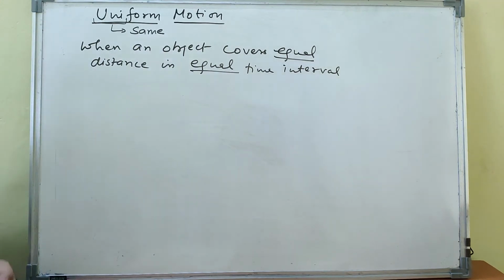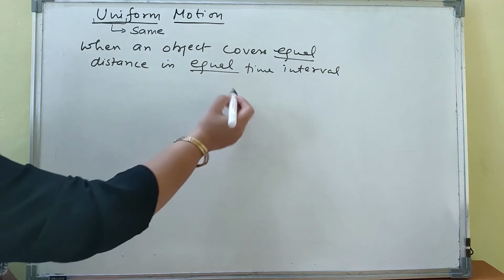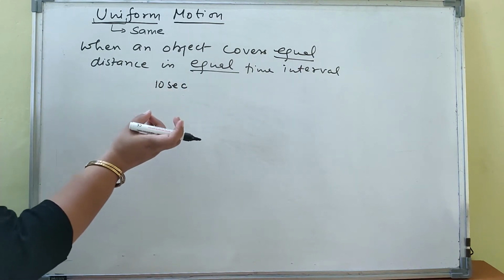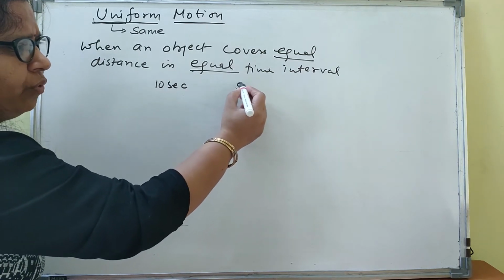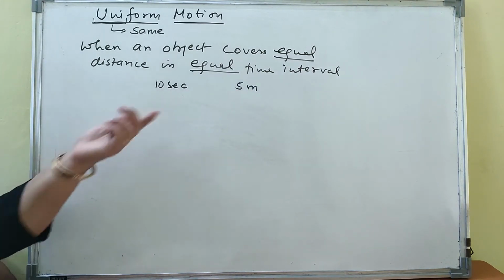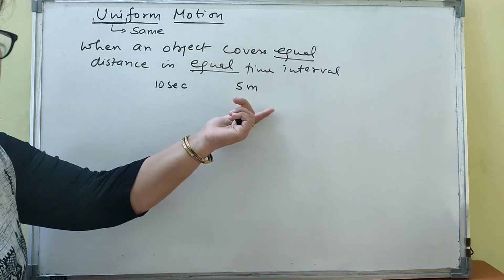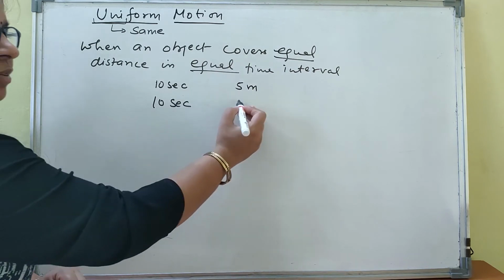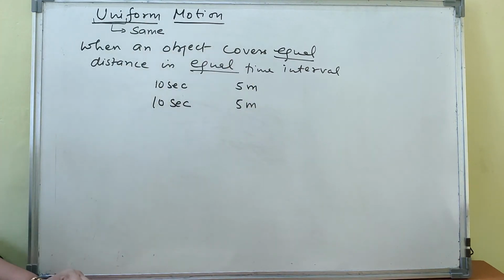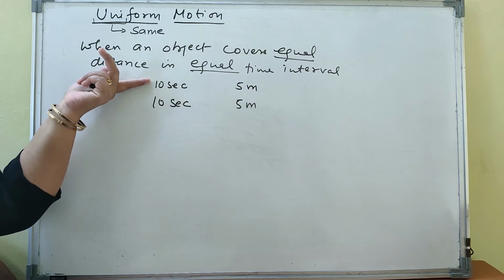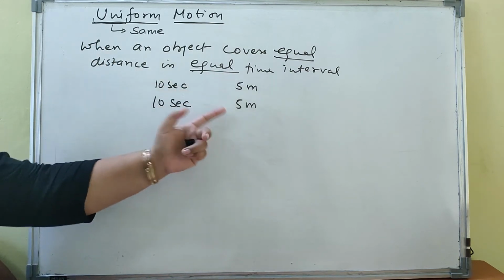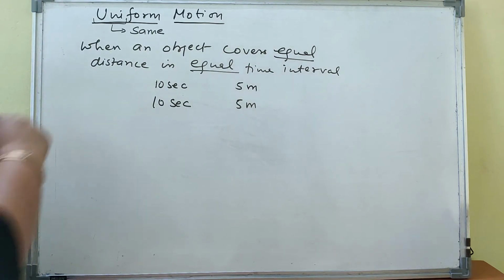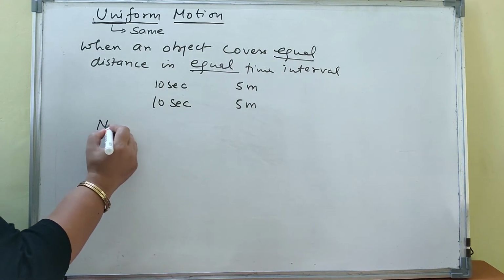Now what does it mean? It means that if I take the time interval to be say 10 seconds, and in the first time slot, let us say it covers 5 meter distance. Okay, in 10 seconds it covers 5 meter. So if I take another time slot of 10 seconds, it should cover 5 meter only. Okay, so if my time interval is the same, my distance covered should also be the same, then we say it is a uniform motion.